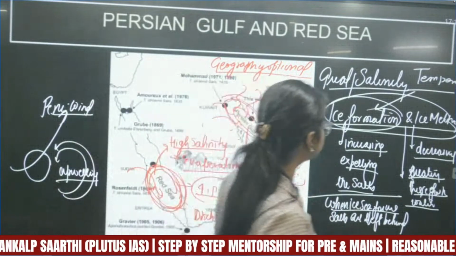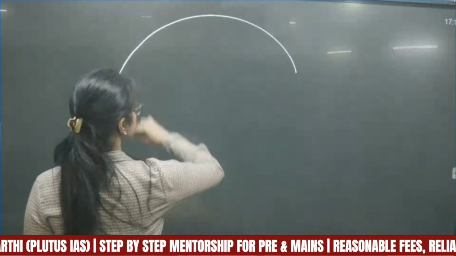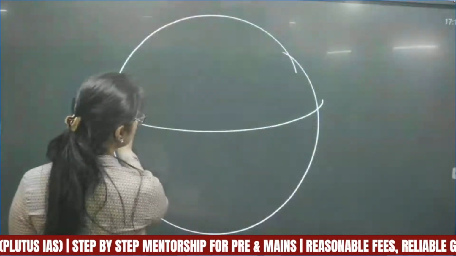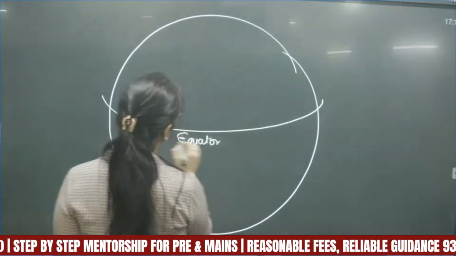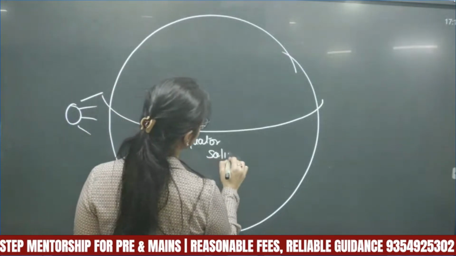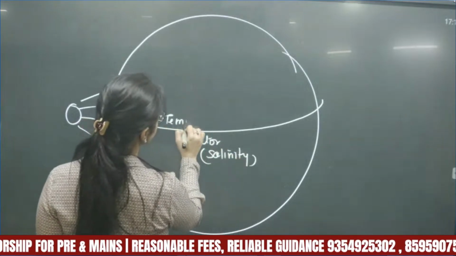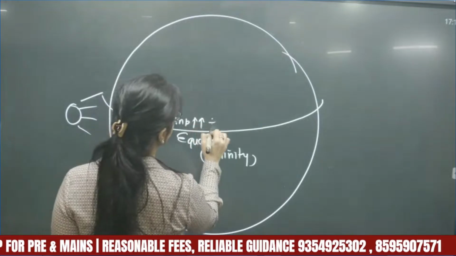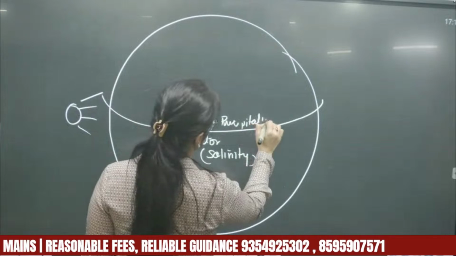Areas at different latitudes. What did I tell you about the equator, latitudinal variation? The equator is having minimum salinity. Since our insolation is more, still the salinity value is less. Why? Because along with the temperature, which is increased over here, we are also having a good amount of precipitation, right?